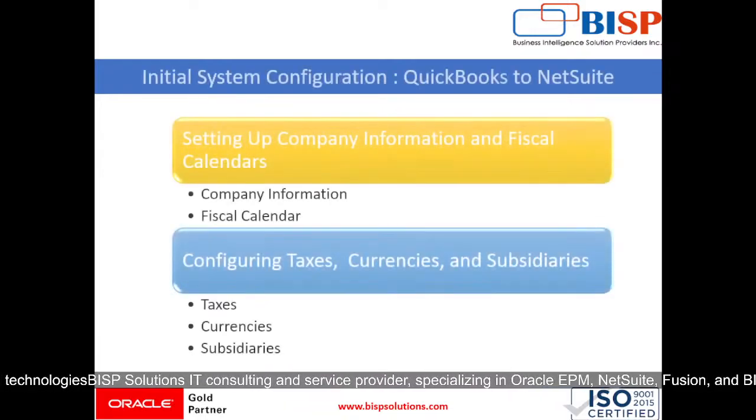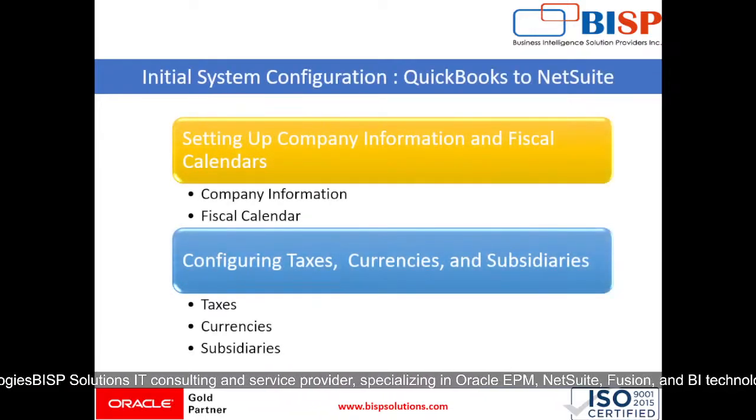Then comes our initial system configuration from QuickBooks to NetSuite. There, we set up company information and fiscal calendars. We will enter the organization name, legal address, email and phone number in the setup option. Under setup, we get company, and under company, we get company information. There we will configure legal entity details, logo and company registration numbers for branding and compliance.